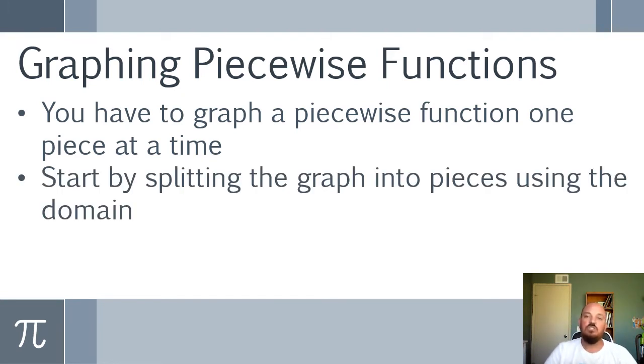Now what you want to do is start the question by splitting the graph into pieces using the domain. For example, that one I showed you before, one of them is x is less than negative 2 and the other one is x is greater than negative 2. So negative 2 is kind of where it splits. You're going to have one graph on one side and one on the other. You want to start by identifying those points and marking them on your graph.